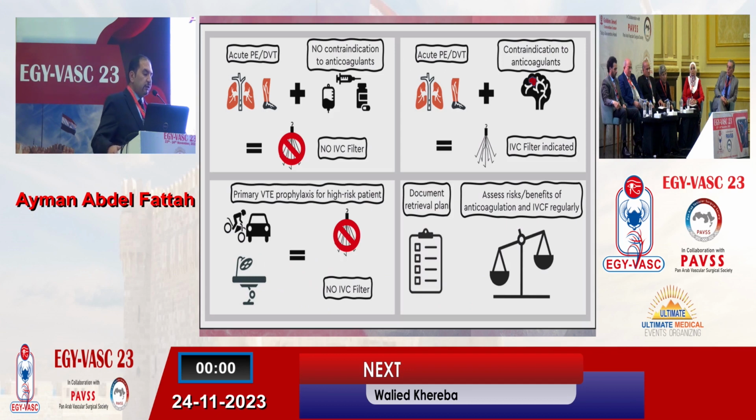To summarize, acute pulmonary embolism and DVT with no contraindication to anticoagulation: no IVC filter placement. Primary VTE prophylaxis for high-risk patients: no IVC filter placement. Acute pulmonary embolism or DVT with contraindication to anticoagulation: IVC filter placement is indicated, and put a retrievable IVC filter and plan for the retrieval time when you are inserting it. Thank you.